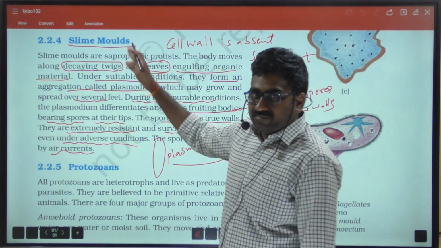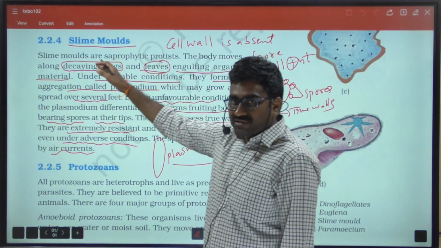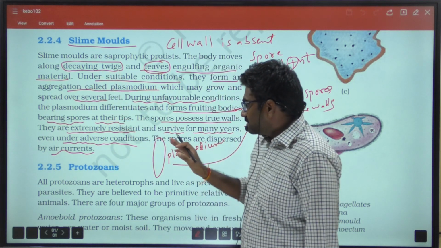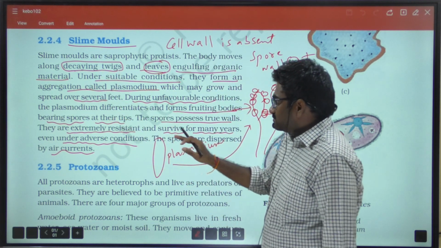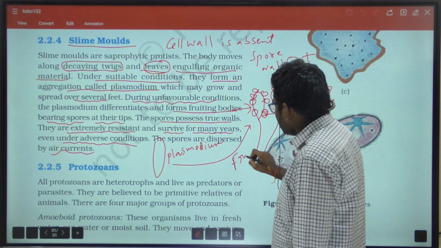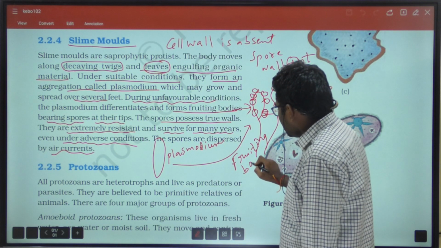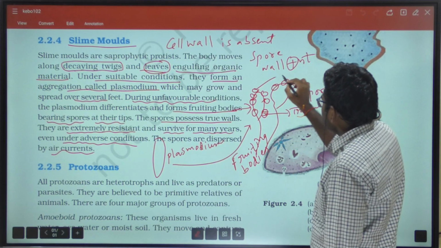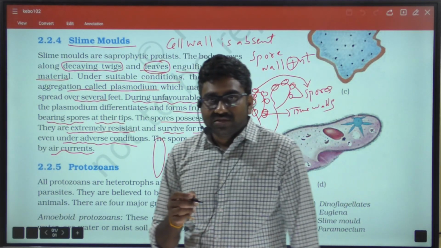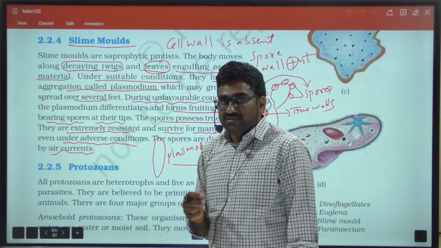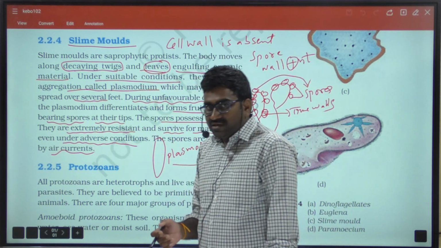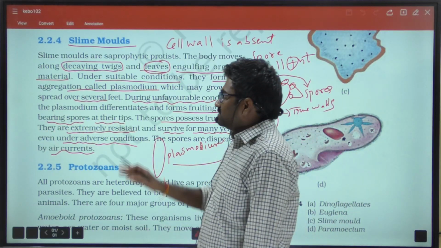So slime molds are the saprophytic protistans. They move along the decaying twigs and leaves, engulf the organic material, and under favorable conditions, they form an aggregation called plasmodium. Under unfavorable conditions, plasmodium differentiates into fruiting bodies. These fruiting bodies possess spores at their tips, and the spores have true walls. Due to that, they can survive for many years under adverse conditions, and the spores are dispersed by air currents. So this is about the slime molds.